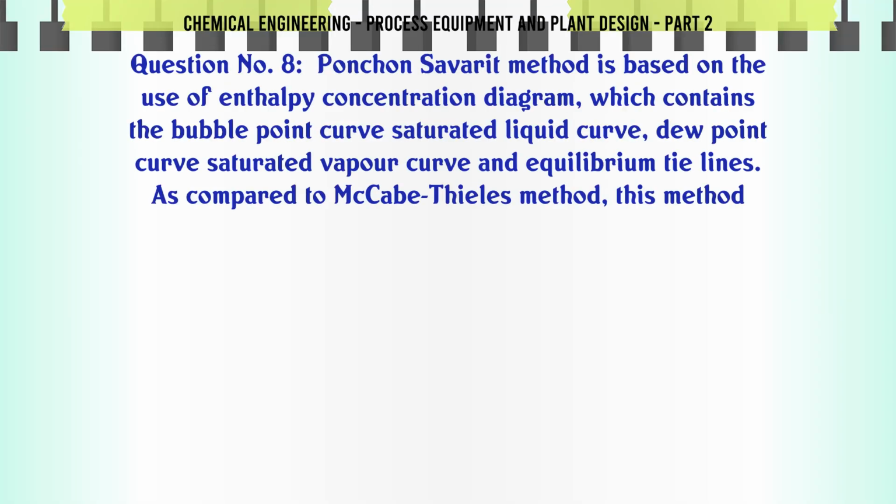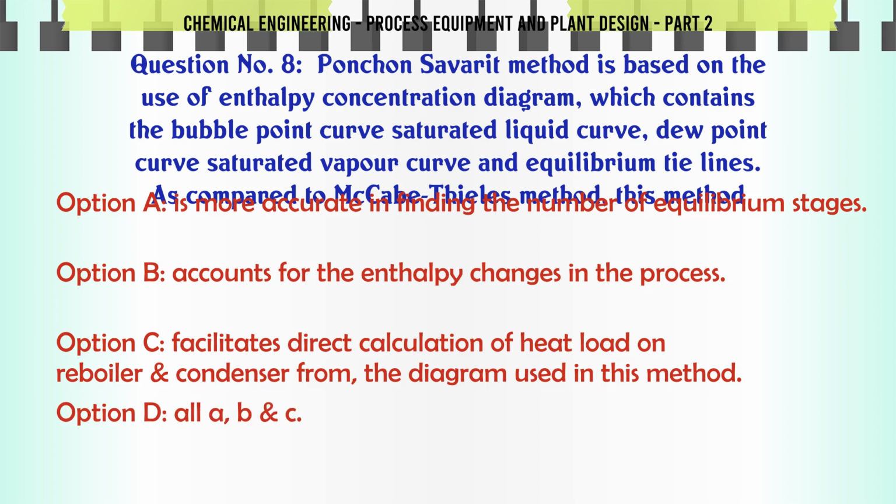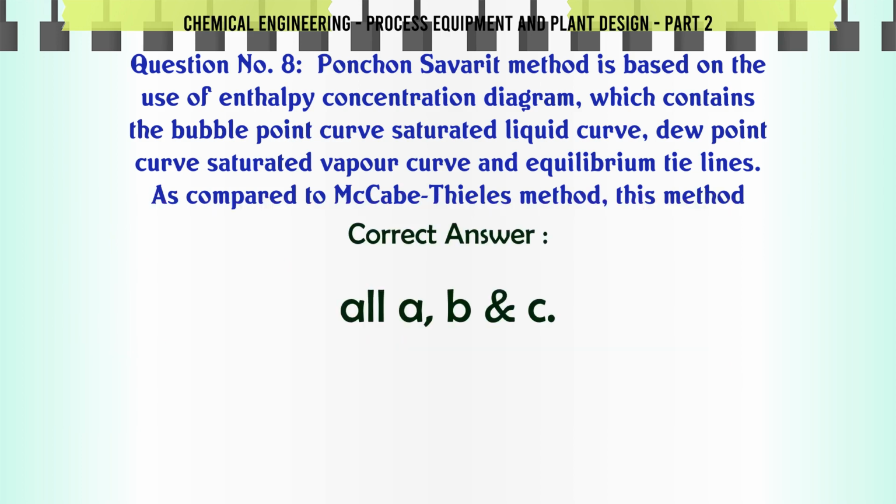The Ponchon-Savarit method is based on the use of an enthalpy concentration diagram, which contains the bubble point curve, saturated liquid curve, dew point curve, saturated vapor curve, and equilibrium tie lines. As compared to McCabe-Thiele's method, this method: A. is more accurate in finding the number of equilibrium stages, B. accounts for the enthalpy changes in the process, C. facilitates direct calculation of heat load on reboiler and condenser from the diagram used in this method, D. all ABC. The correct answer is all ABC.